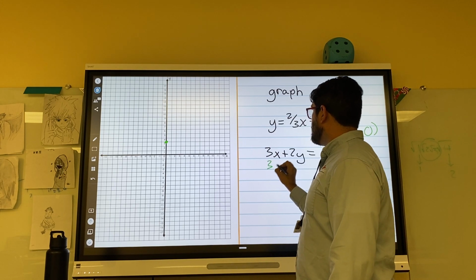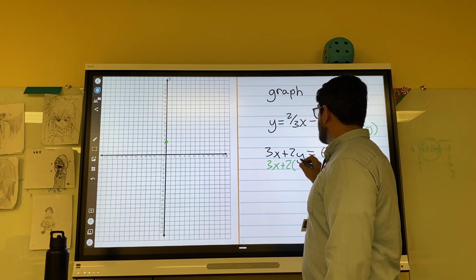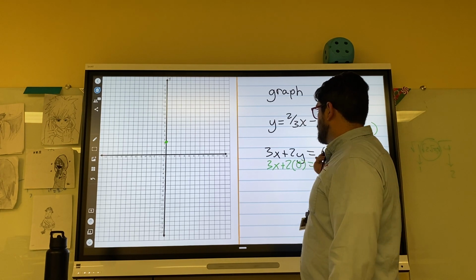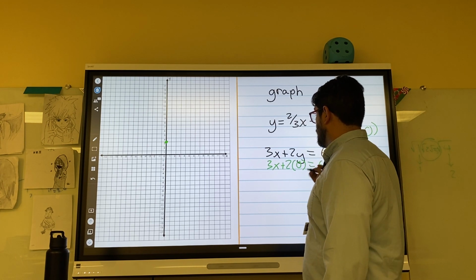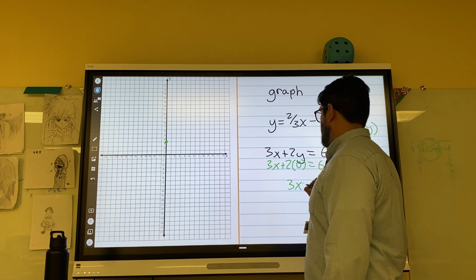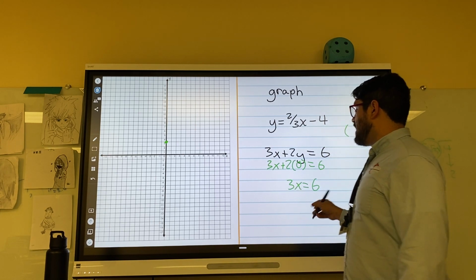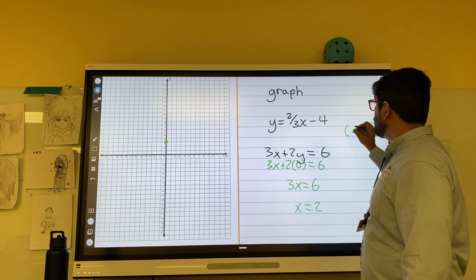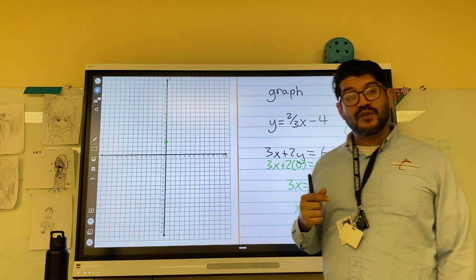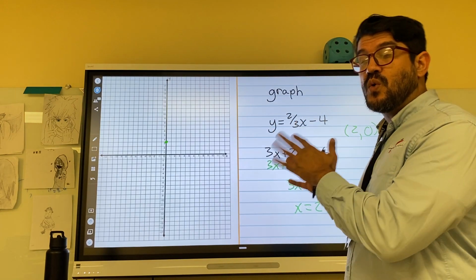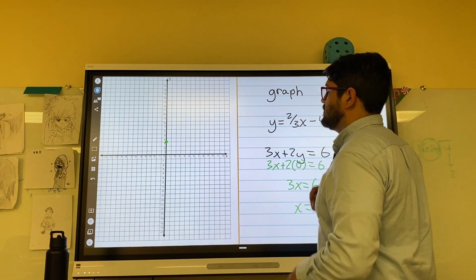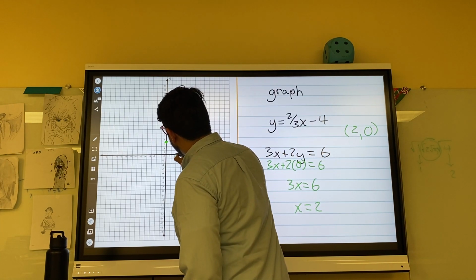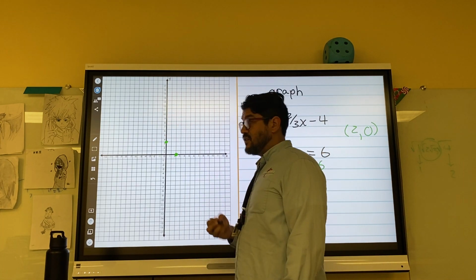So it's going to be 3x plus 2 times 0 equals 6. 2 times 0 is 0. 3x plus 0 is just 3x. Divide by 3, x equals 2. Now this doesn't always work out. You might have to put in a couple numbers to figure out something that gives you 2 whole numbers, but very, very good. So this actually is another dot. So now I have 2 dots on here. That's all I need.